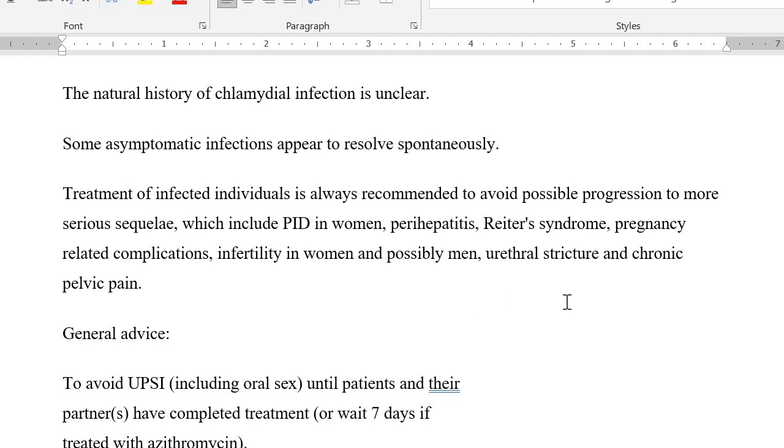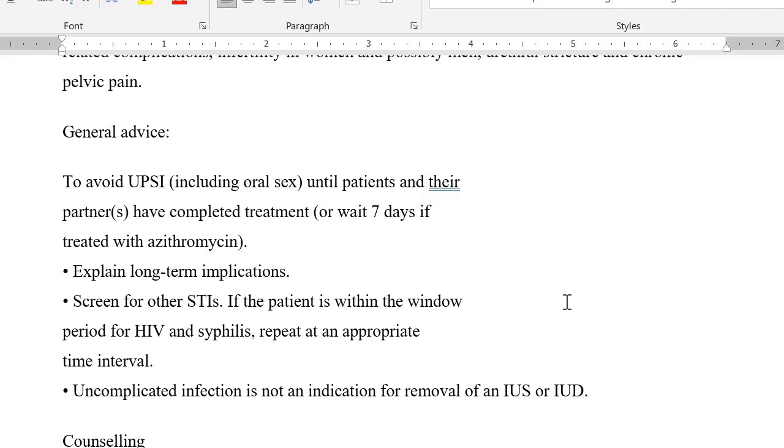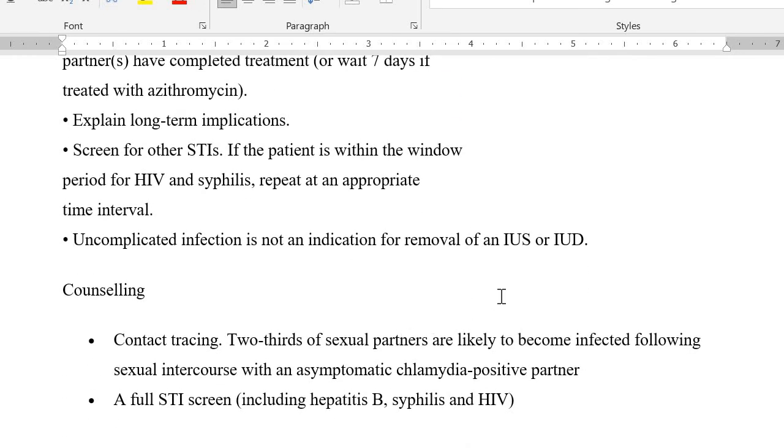So what general advice should you give to the patient? Avoid sex, including oral sex, with patients and their partners, and complete the treatment; wait for 7 days if they have been treated with azithromycin. Explain long-term implications. Screen for other STIs if the patient is within the window period of HIV and syphilis, like within 3 months of the exposure for syphilis, and within 4 weeks for HIV infection. Uncomplicated infection is not an indication for removal of an intrauterine system or intrauterine device.